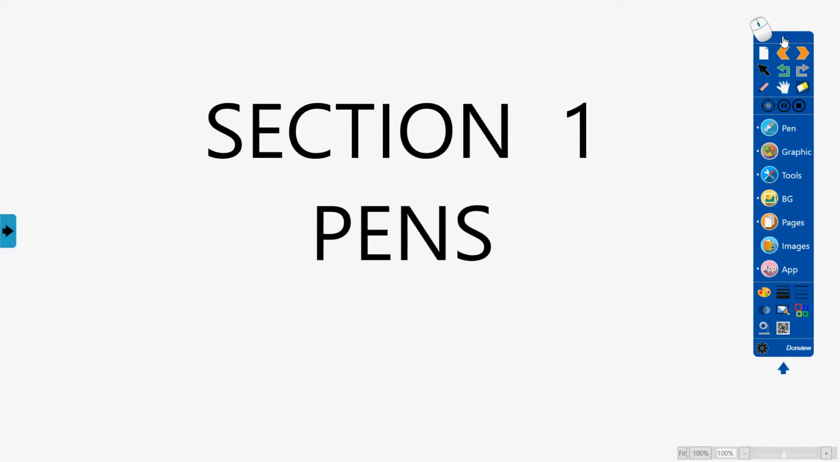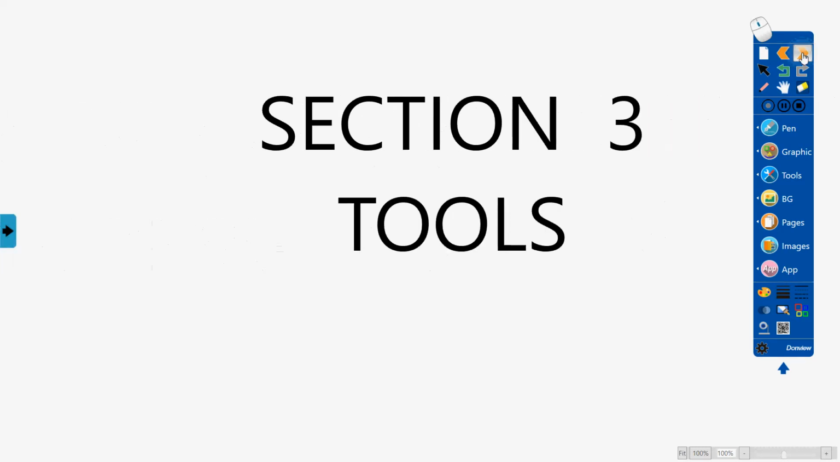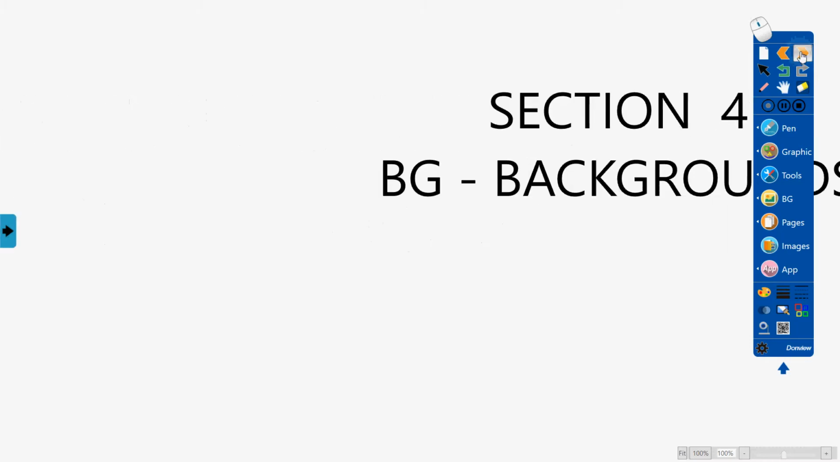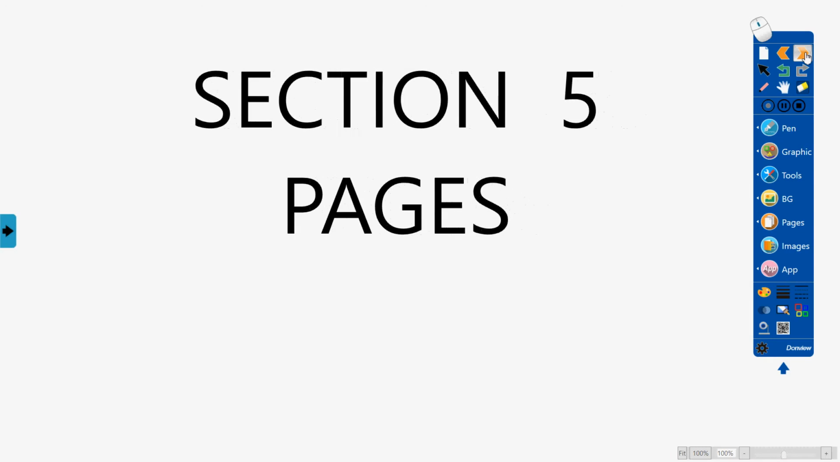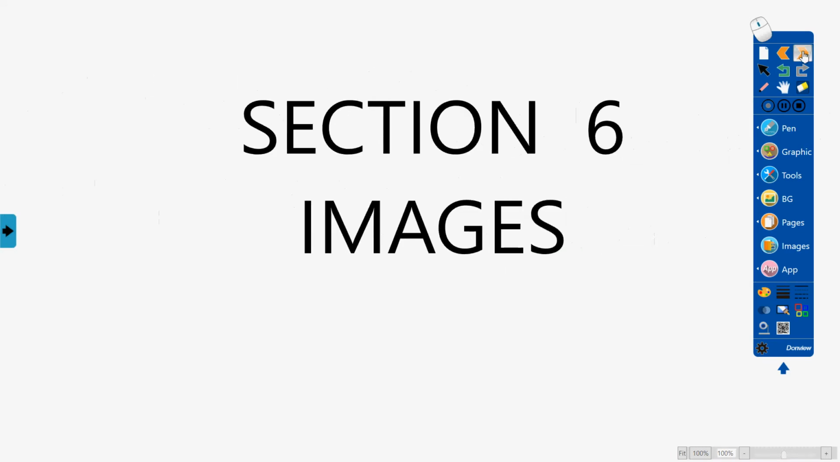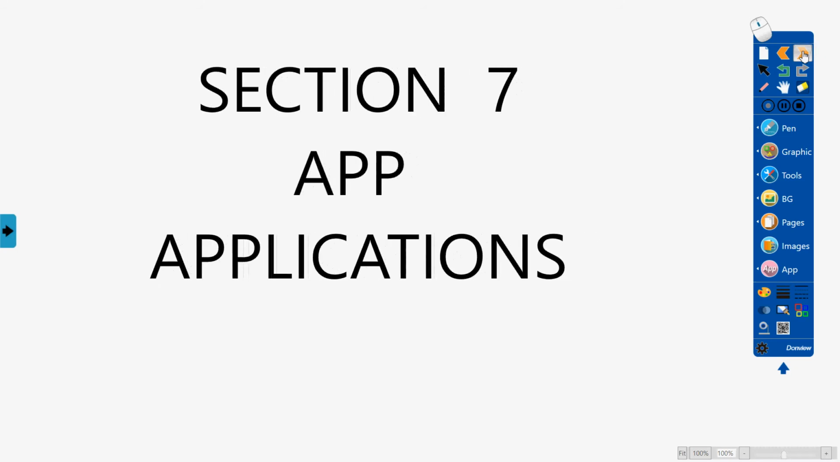The next half a dozen icons in the toolbar. So section 1 is pens, section 2 graphics, section 3 tools, section 4 backgrounds, section 5 pages, section 6 images, and section 7, the last one there, is apps or applications. Each of these sections will be covered in more detail in separate lessons.